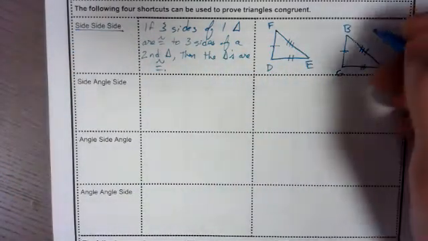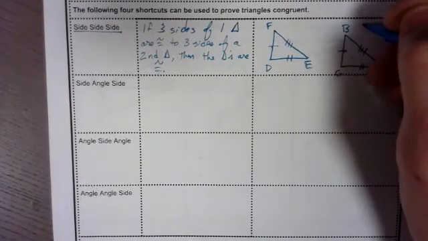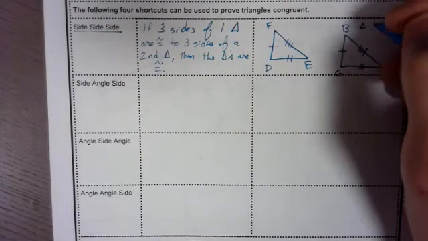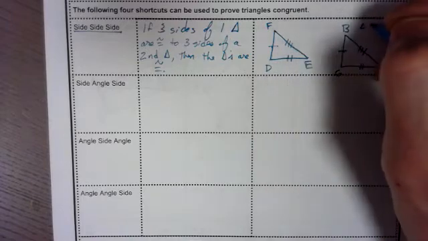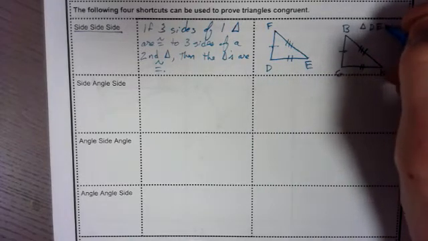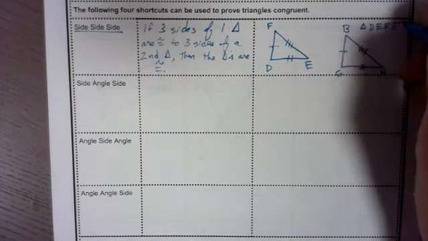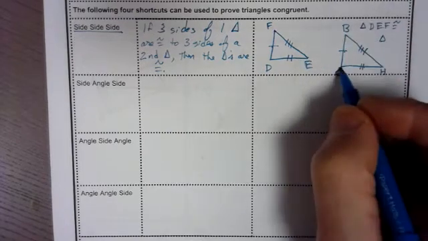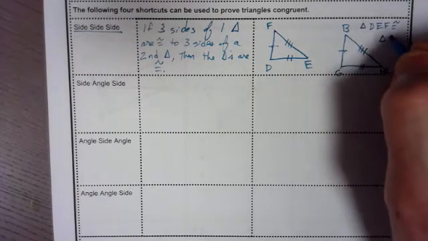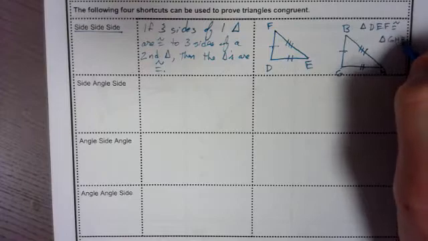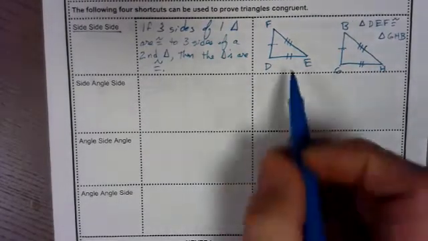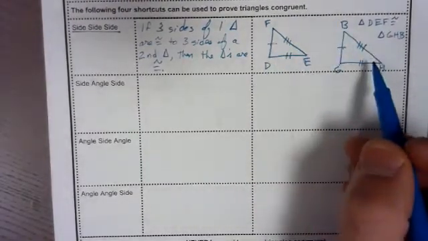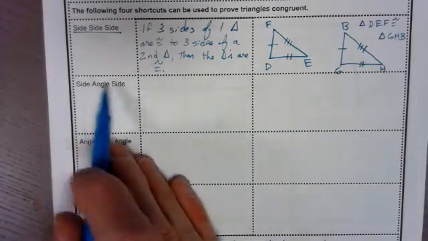Therefore, our congruency statement for these would be, and remember, order matters, triangle DEF is congruent to triangle GHB. Side, side, side. All 3 sides are congruent in both triangles. Now, side, angle, side.